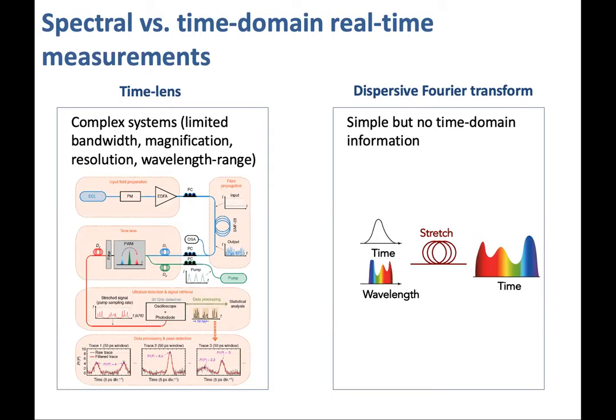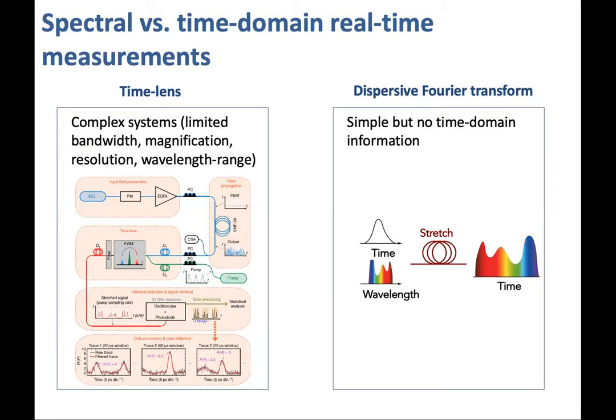So of course, these techniques sound extremely nice, and they are indeed extremely powerful, and they really have revolutionized the way people can study ultrafast dynamics. However, it is also good to bear in mind their limitations. In particular, time lenses are extremely complex systems. They are limited in terms of bandwidth, generally in terms of the magnification factor as well, resolution, also you cannot implement the technique at any wavelength range. So there are truly some limitations. As for the dispersive Fourier transform, it's extremely simple, it's powerful, but again, there is maybe some wavelength range where it's difficult to implement, for example, in the mid-infrared.